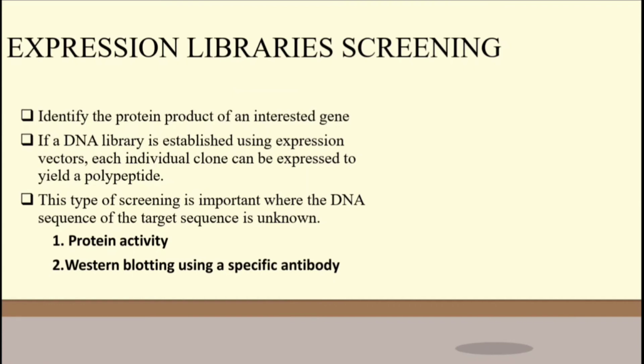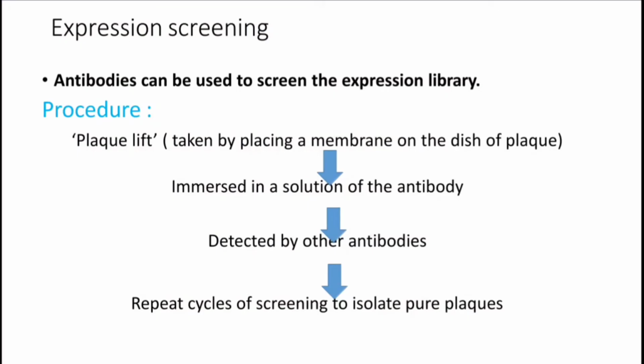Now, what is done for expression library screening? We have to identify the protein product of a gene of interest. If a DNA library is established using expression vectors, each individual clone can be expressed to yield a polypeptide. This type of screening is important where the DNA sequence or the target sequence is unknown. Protein activity is assayed and Western blotting is used with a specific antibody. Expression screening: antibodies can be used to screen the expression library.